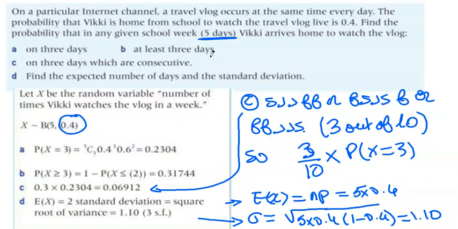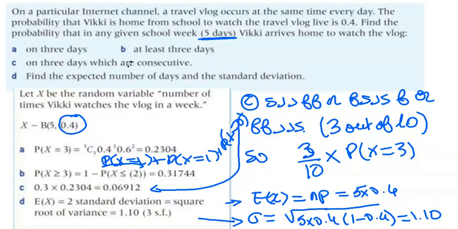At least 3 days. What means minimum 3 days? It means more than 3. I can make it 1 minus P of x less than 3, so until you're going to do all the less than 3, it means you're going to make P of x equal to 2 plus P of x equal to 1 plus P of x equal to 0. We're going to add it all, and then you're going to find the answer and subtract this answer from 1.